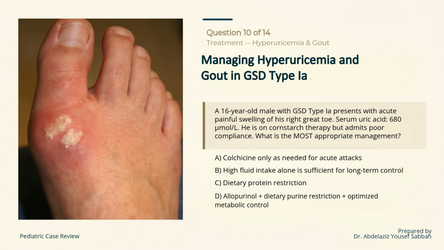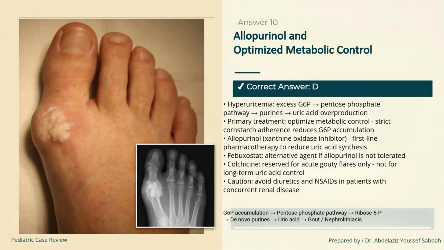Option A, colchicine only as needed for acute attacks. Option B, high fluid intake alone is sufficient for long-term control. Option C, dietary protein restriction. Option D, allopurinol plus dietary purine restriction plus optimized metabolic control. The correct answer is option D, allopurinol plus dietary purine restriction plus optimized metabolic control.